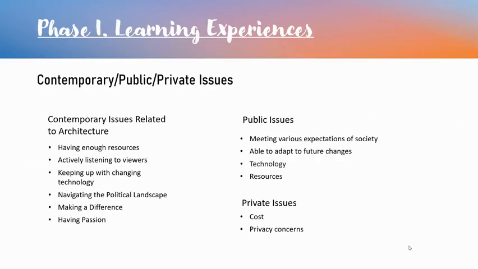Contemporary, public, and private issues. Contemporary issues related to architecture are having enough resources, actively listening to viewers, keeping up with changing technology, navigating the political landscape, making a difference, and having passion. Some public issues are meeting various expectations of society, and having the ability to adapt to future changes, technology, and resources. Some private issues are cost and privacy concerns.